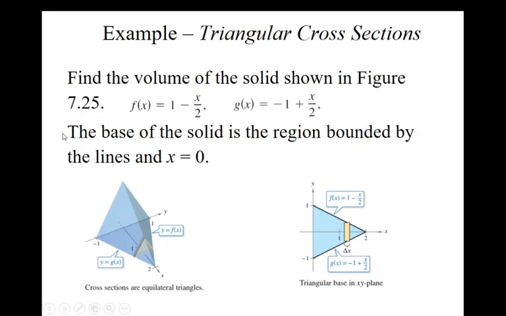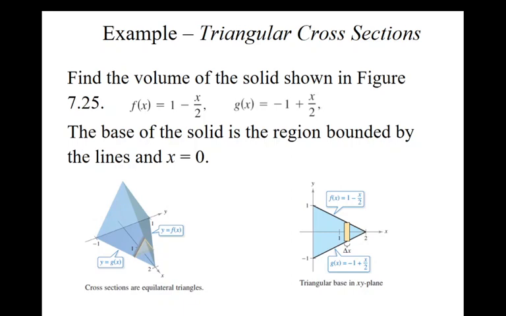All right, so one more example. It says find the volume of the solid shown. The base of the solid is the region bounded by the lines 1 minus x over 2 and negative 1 plus x over 2 and the line x equals 0. Okay, and we're using equilateral triangles. I've already done the sketch for you.